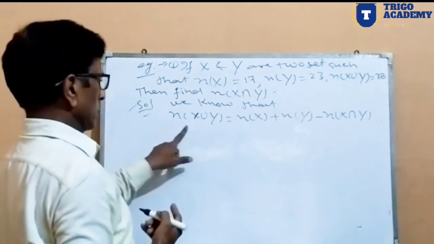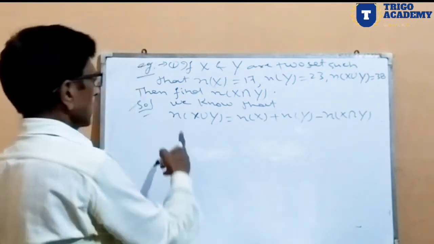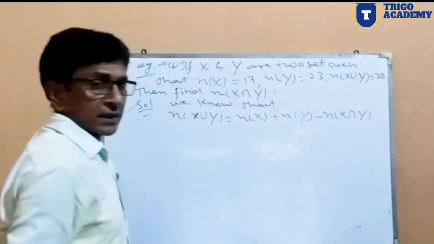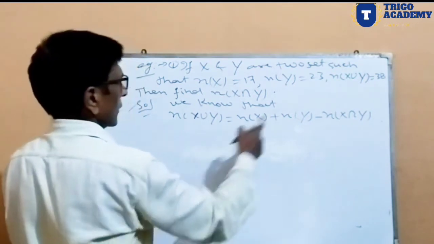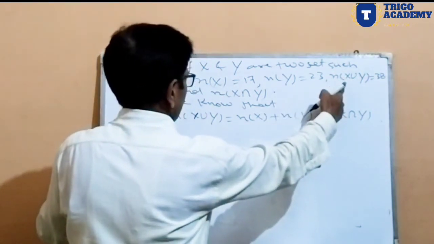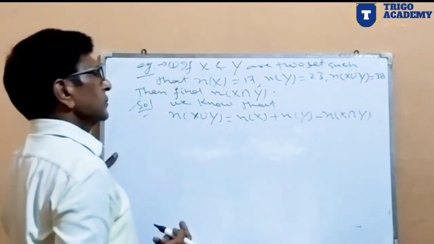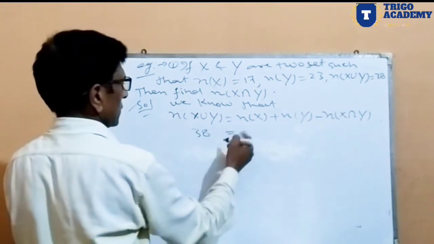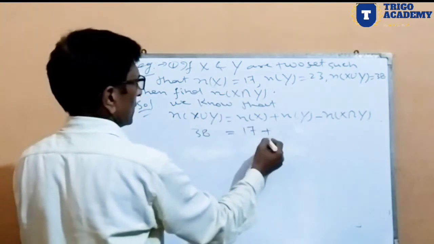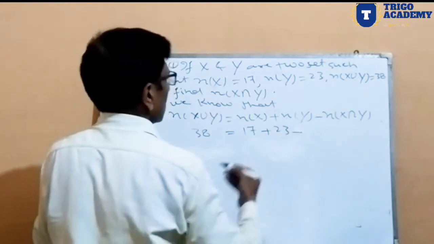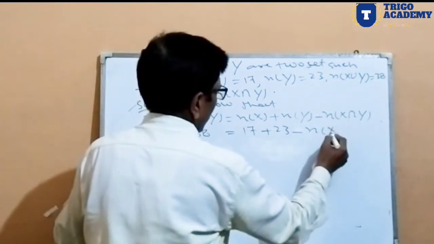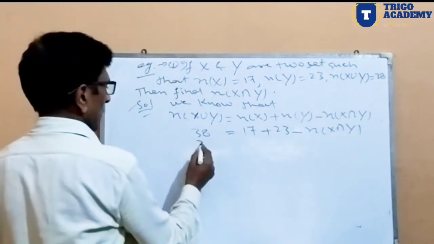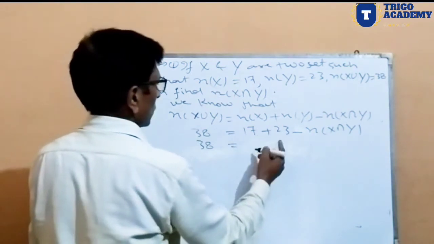So we will use this formula: n(X union Y) equal to n(X) plus n(Y) minus n(X intersection Y). Here the number of elements in the union of X and Y is 38, so we put 38 in its place. n(X) has 17 elements, n(Y) has 23, and we have to find the number of elements in the intersection of X and Y.